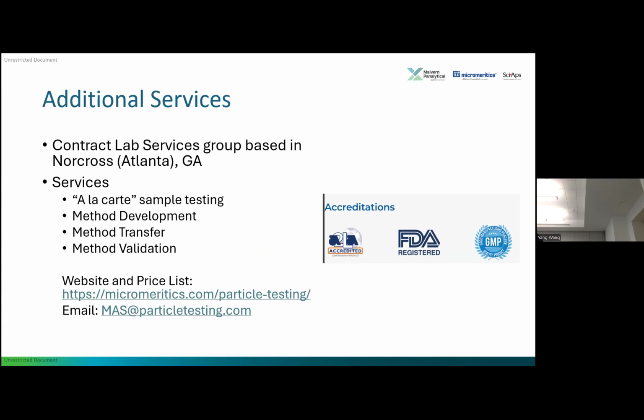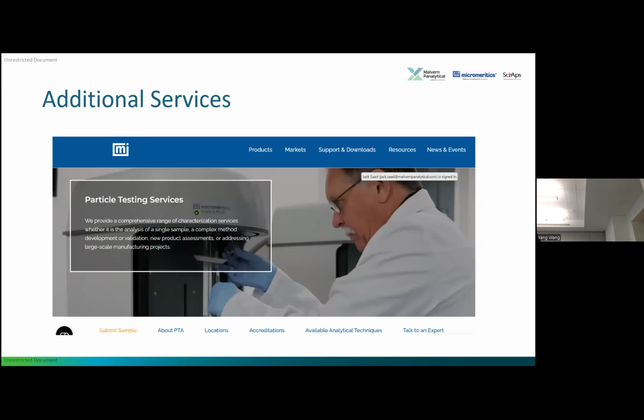And additional services. So Micromeritics is based in Norcross, Georgia, which is just outside of Atlanta. And we actually have analytical services. So if you're interested in any of these techniques, but don't have the money or the funding for an actual piece of equipment in your lab, we do offer contract services through our website, and you can submit samples for a small fee, and we can make the measurements for you on all of these technologies.